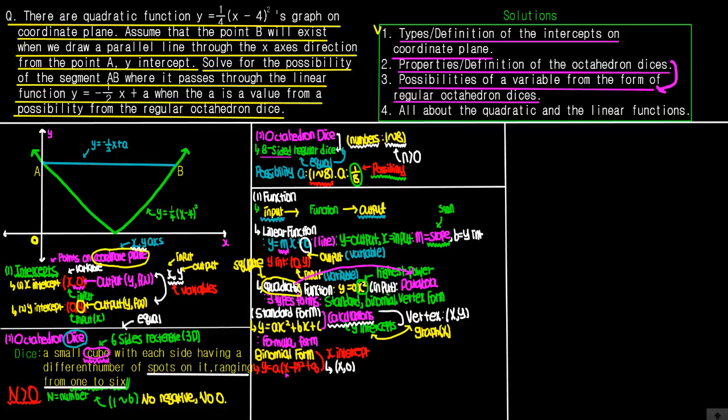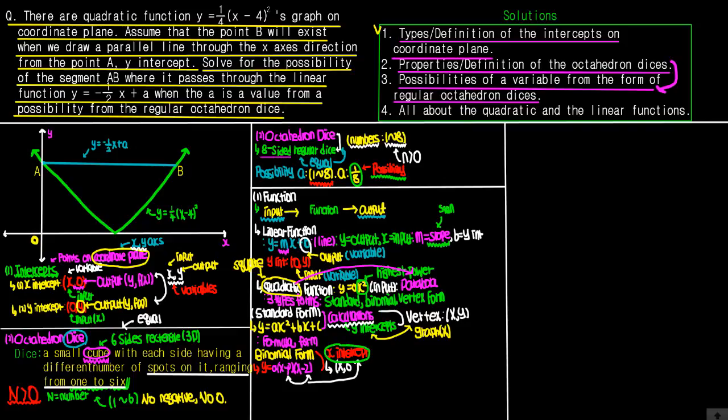The actual binomial form is y is equal to a times x minus p times x minus z. This is an actual binomial form. The reason is that we know that p and z will be our x-intercepts. As we can see, the binomial form is formed by the x-intercepts. That's why it is optimized for solving for the x-intercepts.